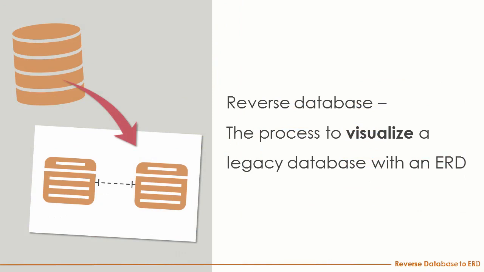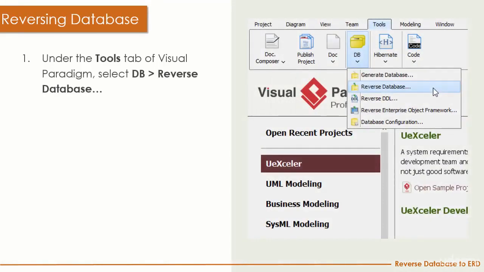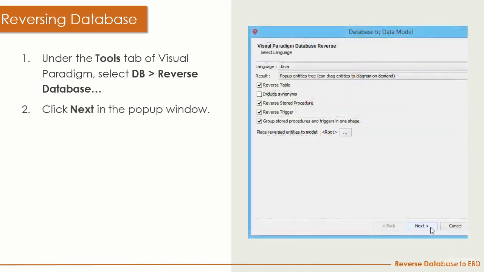In the following section of this lecture, I will talk about how to reverse the database. I will outline the steps first, and then I will demonstrate how to do that. To reverse the database, first you need to go to the Tools tab, and then click on DB and Reverse Database. Then you will see a dialog box.